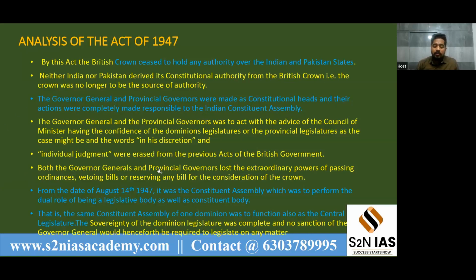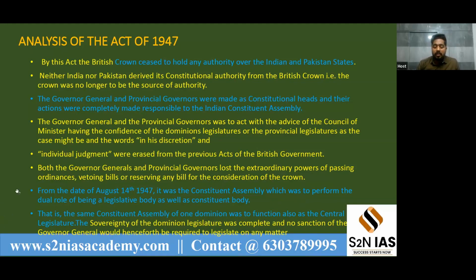From the date of August 14, 1947, it was the Constituent Assembly which was to perform the dual role of being a legislative body as well as the constituent body. From 1947 to 1951, the same Constituent Assembly should function for framing the new constitution as well as for regular day-to-day governance affairs. The same Constituent Assembly of one dominion was to function as a central legislature also. Even the provincial legislatures act like this only.